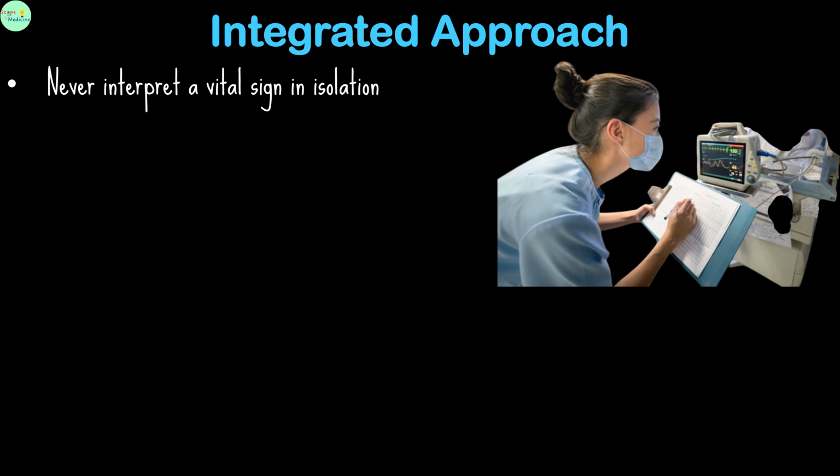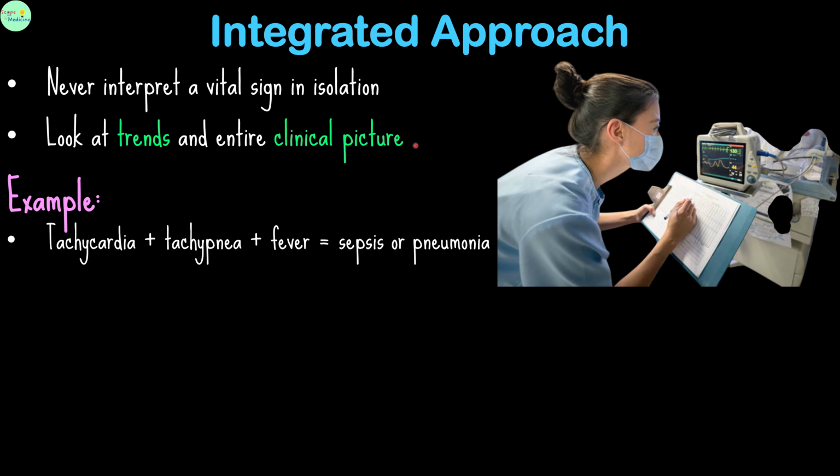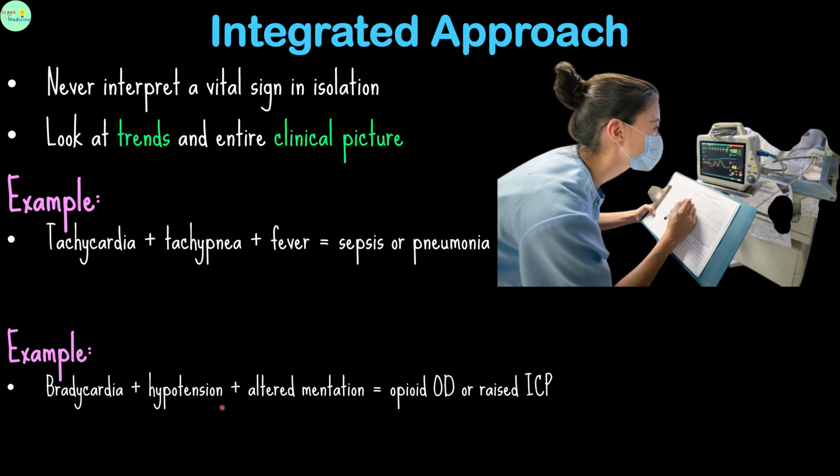Finally, we must adopt an integrated clinical approach, putting all the vital signs together. Never interpret a single vital sign in isolation. Always look at trends over time and synthesize the entire clinical picture. For example, the combination of tachycardia, tachypnea, and fever strongly suggests sepsis or pneumonia. The triad of bradycardia, hypotension, and altered mentation points toward possibilities like opioid overdose or raised intracranial pressure.